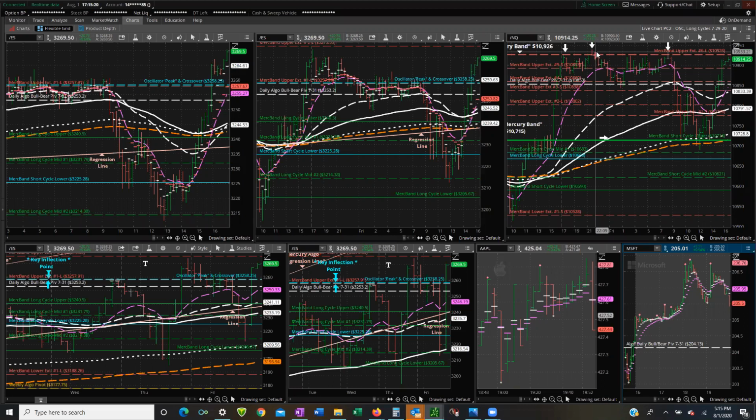This is a high probability short right here. It's already come up here twice. So this is a high probability change of direction play. You just have a stop a little bit above the Mercury band. But there's a big difference between taking a high probability quantifiable risk counter trend short versus being stubborn short.